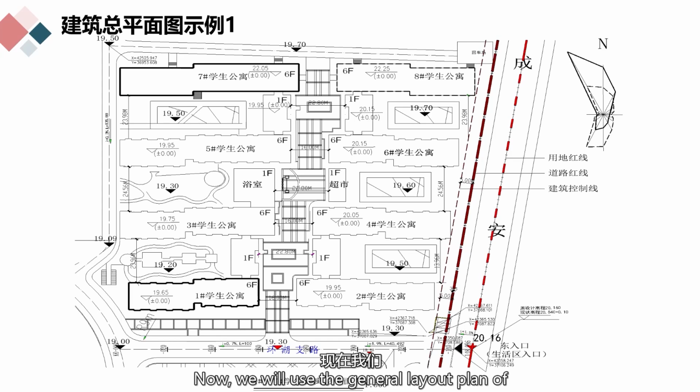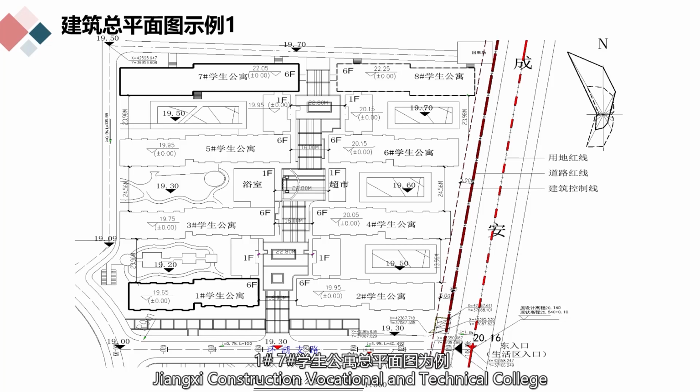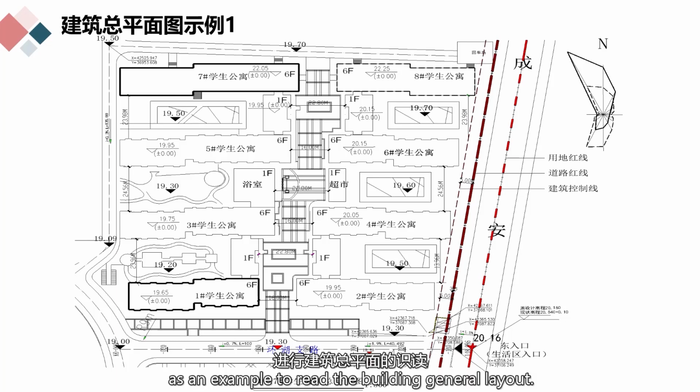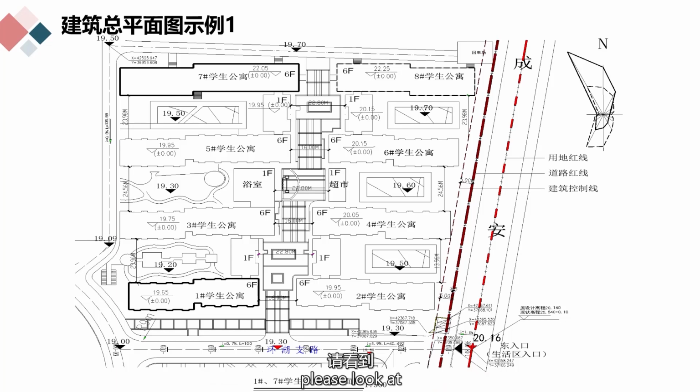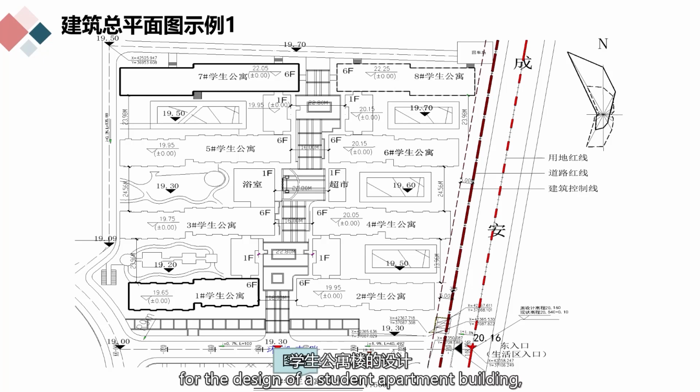Now, we will use the general layout plan of the 1 hashtag and 7 hashtag student apartments of Jiangxi Construction Vocational and Technical College as an example to read the building general layout. Students, please look at this general building plan. As can be known from the title of the drawing, this general plan is for the design of a student apartment building, and its drawing scale is 1 to 500.